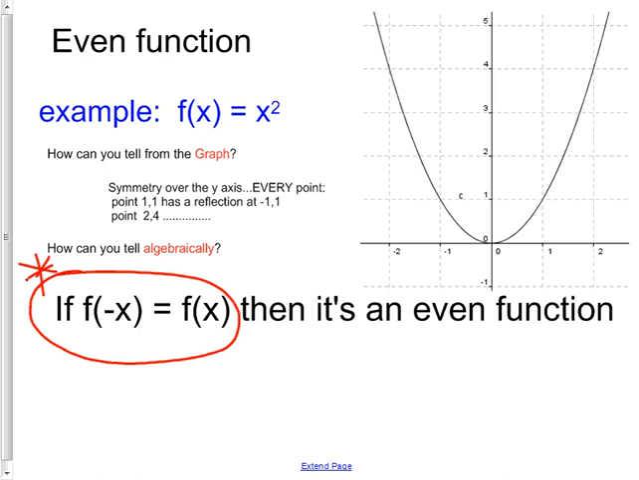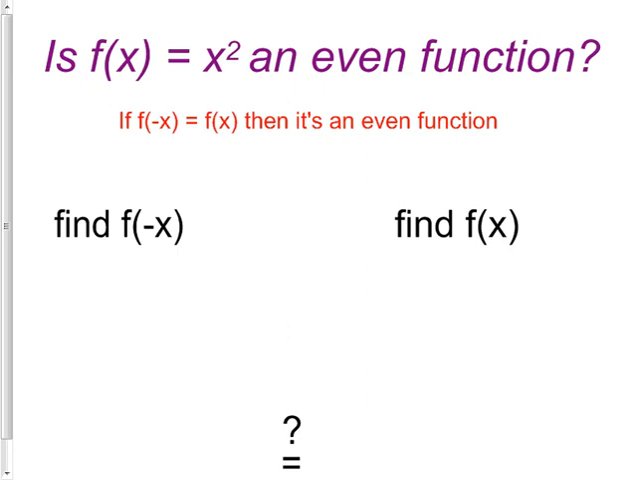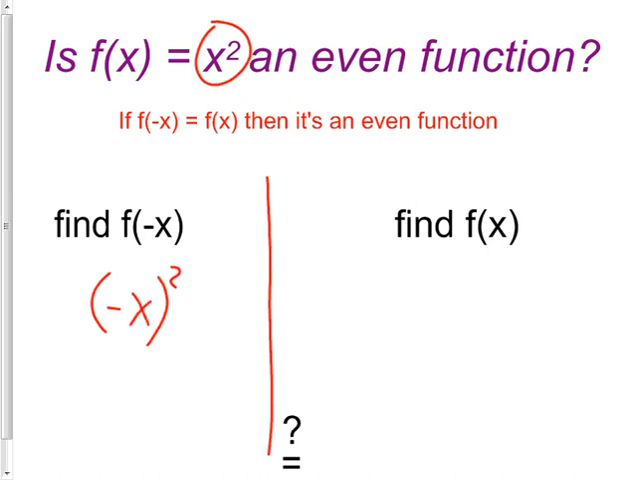So what I have to do to prove something's even is take f of negative x and then find f of x and then figure out if this side and this side end up being the same thing, then it's an even function. All right, so let's do that. Is x squared an even function? We know it is. So f of negative x. I start with my function, empty spot squared. Drop in negative x. And then when I do that, what do I get? What's that equal to?